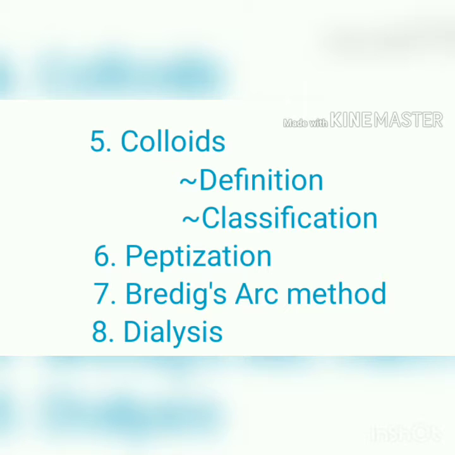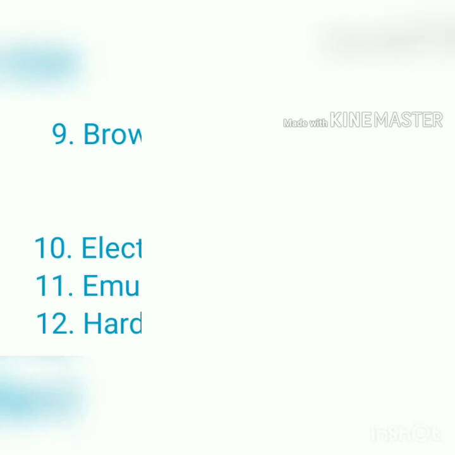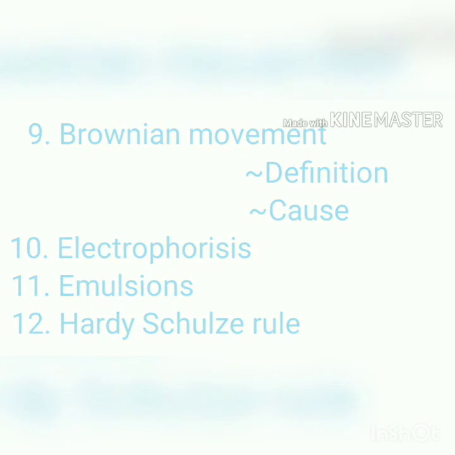Next, peptidization. Here also definition. Next, Bredig's arc method. This is the method. You need to define what the method is actually. Next, coming to dialysis, Brownian movement. In this also they can ask you the definition or the cause for the Brownian movement. Next, electrophoresis, emulsions or Hardy-Schulze rule. So all these are the main definitions. In this, the last one, the Hardy-Schulze rule, is a kind of law, so you can just manage with that.